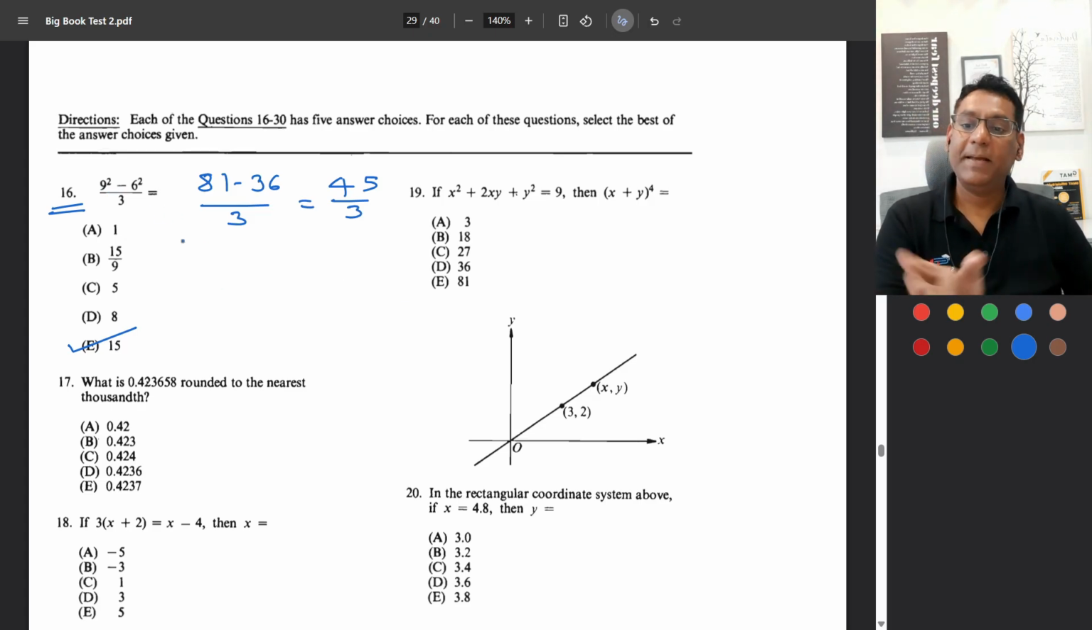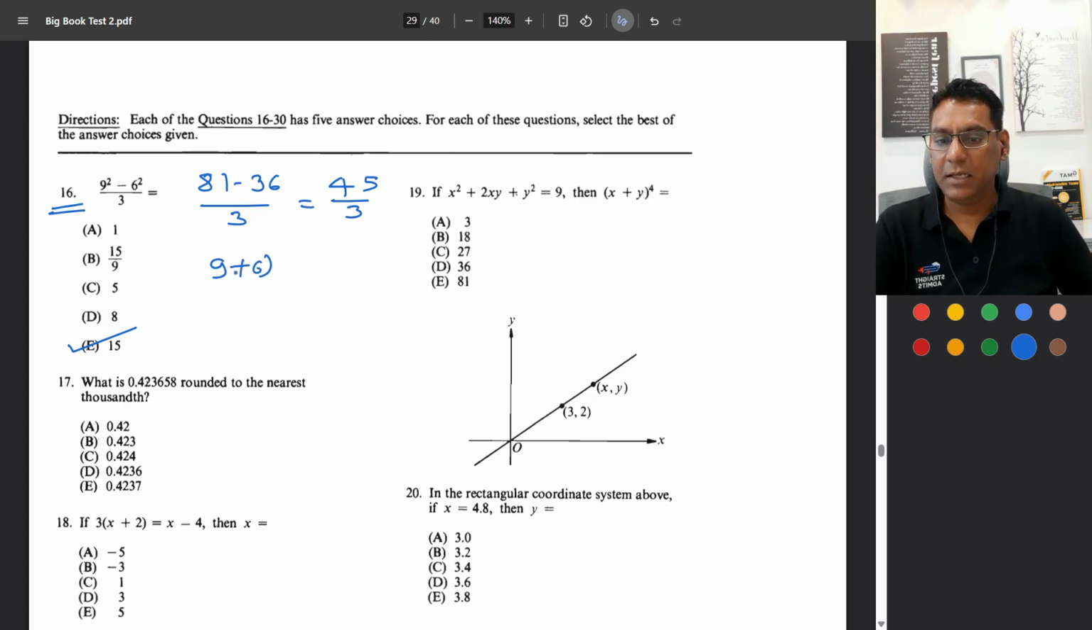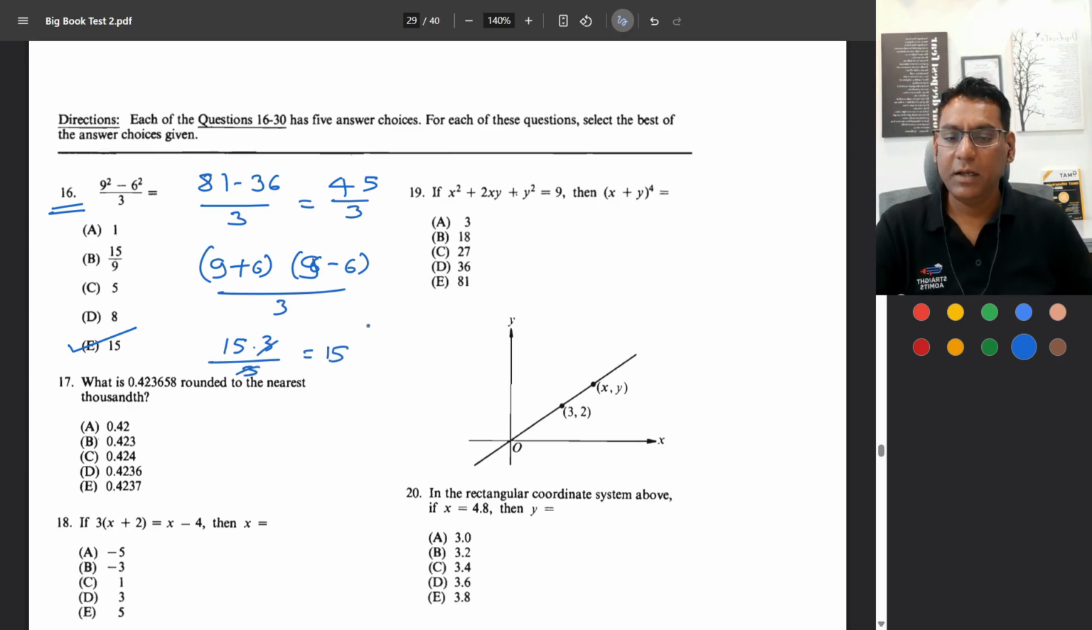You could also do it the other way. So this is a square minus b square form, right? So what does that mean? A square minus b square is equal to a plus b into a minus b. So that is 9 plus 6 into 9 minus 6, divided by 3. Okay, so what do I get? I get 15 into 3 divided by 3. 3 gets cancelled, I get 15. The answer obviously is going to be 15.